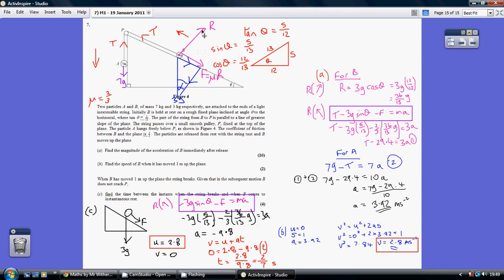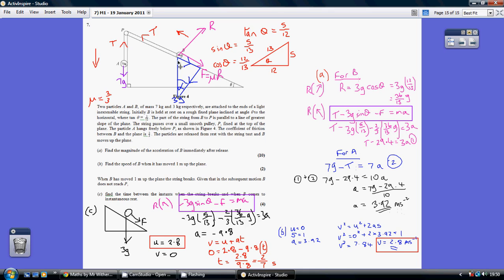Make sure you've got the normal reaction. Make sure you've got the friction coming down the slope given there's movement up the slope. Make sure you've got the tension pointing upwards here and upwards here. So we're going to have to create a simultaneous equation to allow us to work out the acceleration.